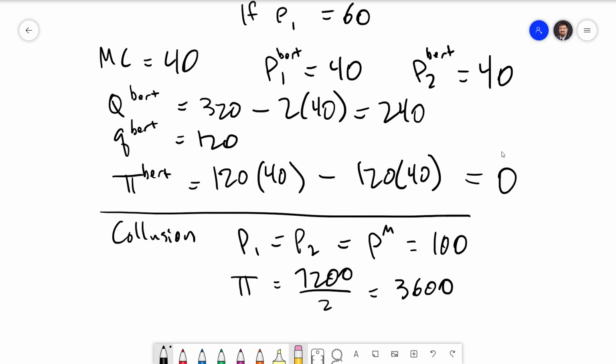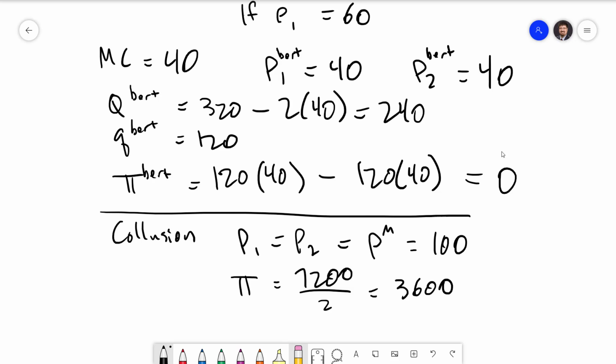However, the temptation to cheat on the collusive agreement is very, very high in Bertrand, because all they would need to do is price slightly under 100 and then nearly double their profit. And for this reason, collusion is going to be unlikely to hold up in the one-shot setting. Once we take this to a repeated interaction, though, it might be possible.